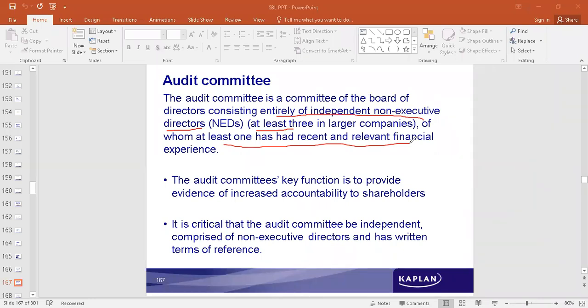The audit committee's key function is to provide evidence of increased accountability to stakeholders. It is critical that the audit committee be independent, comprised of NEDs, and has written terms of reference.